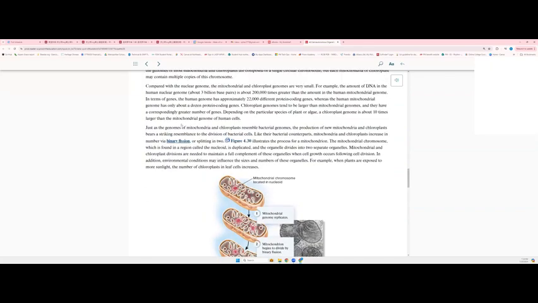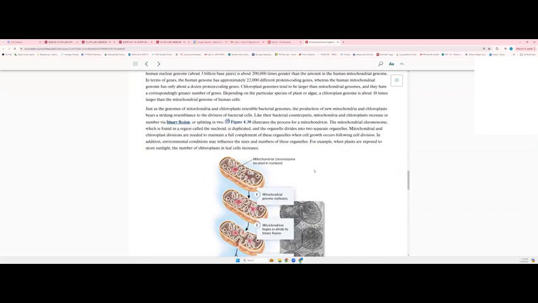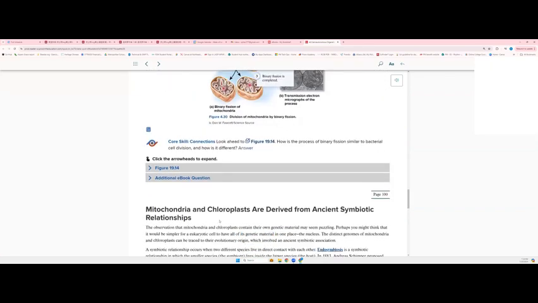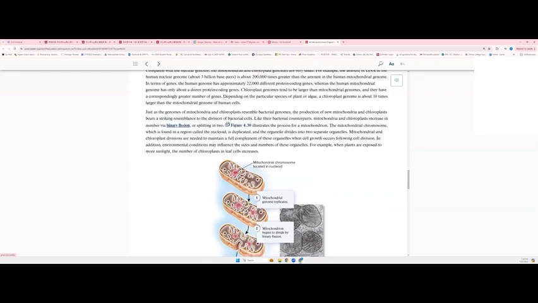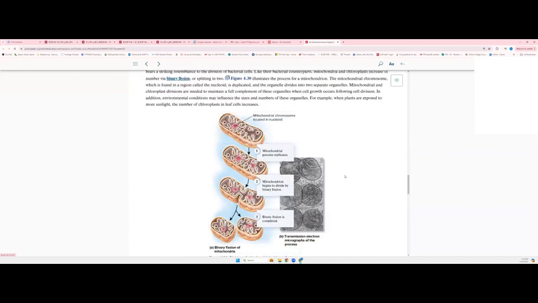Okay, let's talk about that later. I'll talk about how this hypothesis works later, but let's first talk about the division of the mitochondria and the chloroplast, how it looks. The division of the mitochondria and the chloroplast very much resembles that of bacteria. Basically there are several steps.